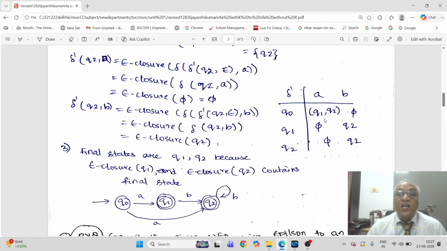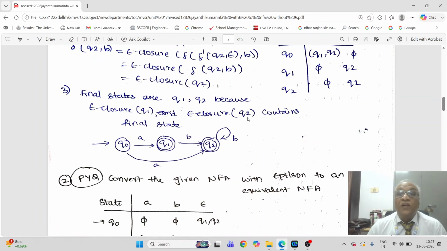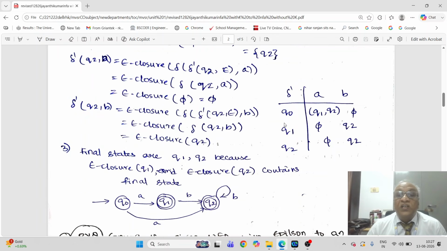So using this transition table, we'll be drawing the transition diagram. Which are the final states? Q1 and Q2 are the final states. Why are they the final states? Because the epsilon closures of Q1 and Q2 have the final state Q2. So that's why we have drawn this transition diagram using the transition table.